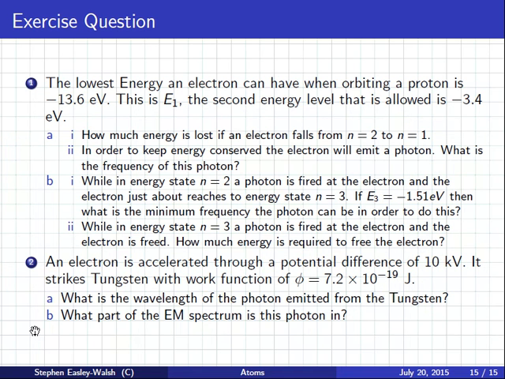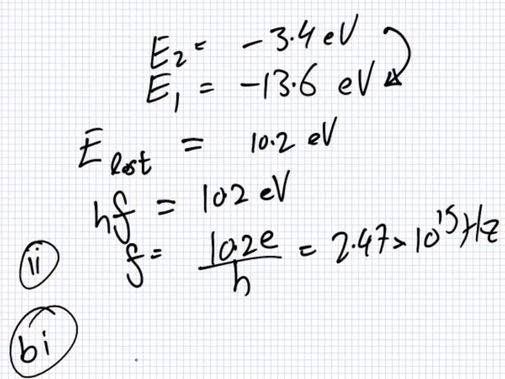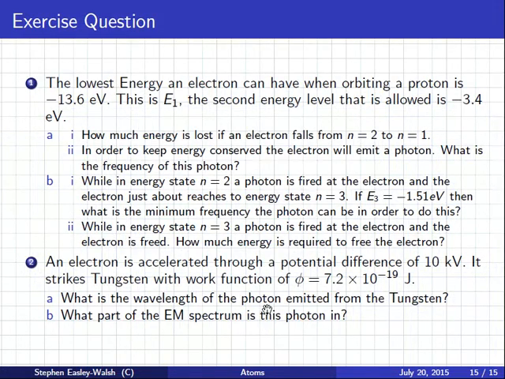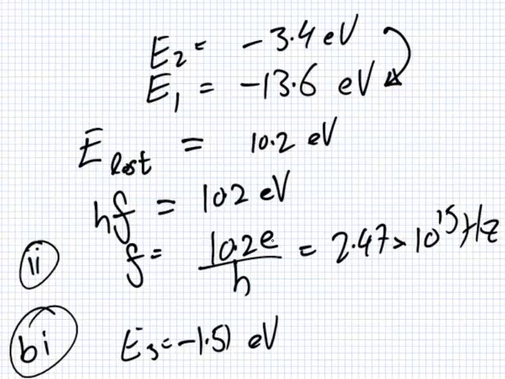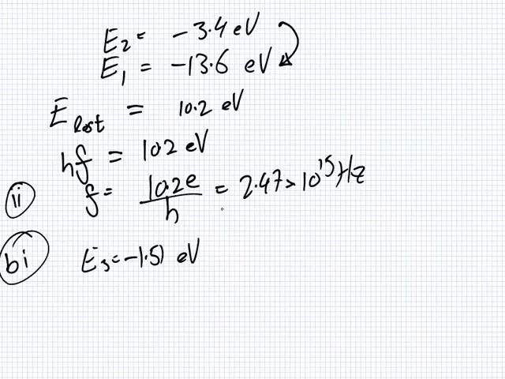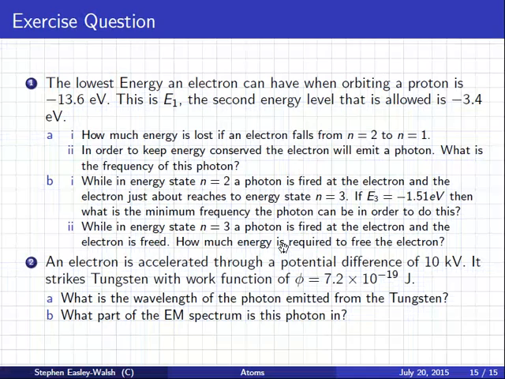While in energy state 2, a photon is fired at the electron, and the electron just about reaches energy state 3, which is minus 1.51 electron volts. What is the frequency required of the photon to do this? So it needs to go from, what did I say? 2 to 3, is it?